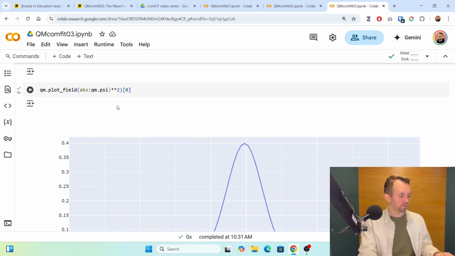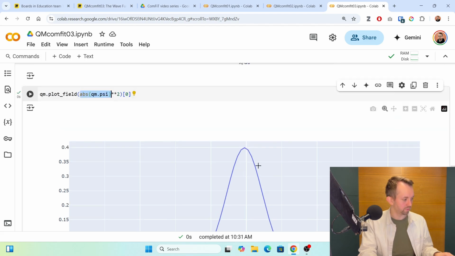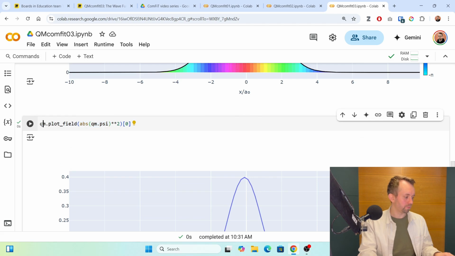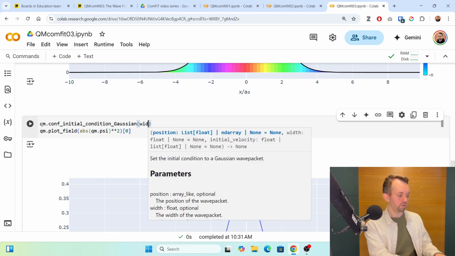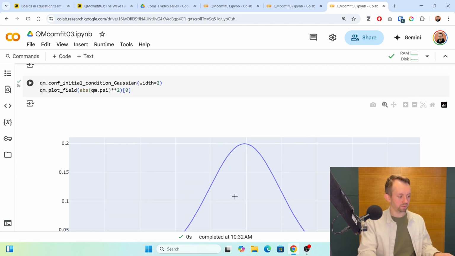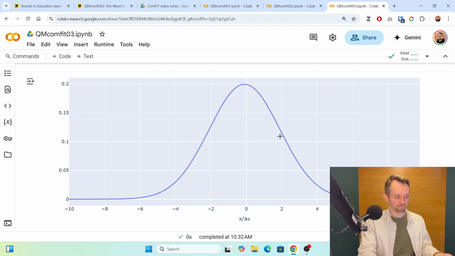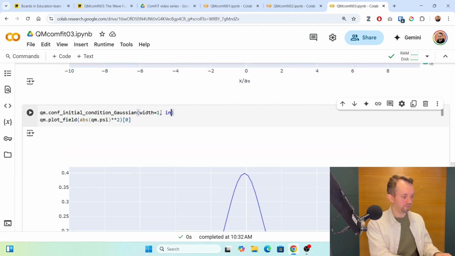And as we can see, the absolute value of qm.psi is this Gaussian function with a width and a mean, which is surprisingly not exactly at 0. I don't know exactly why that is the case, but that's what happens. Now, I can create a different kind of function. So if I do conf initial state condition Gaussian, and set the width to be 2, for instance, and then plot this function, you can see that now it's more spread out in space. So there is that.